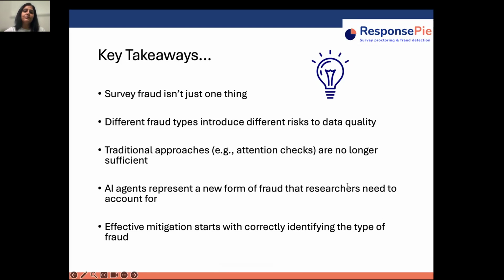Lastly, in order to be able to effectively mitigate, reduce fraud, we need to be able to accurately diagnose the type of fraud that we're dealing with. If we're going to treat all types of fraud in the same way, we're likely going to misidentify the type of fraud and, in some cases, apply the wrong type of solution. So, hopefully, this gives you a clear way to think about survey fraud, with fraud not just being a single issue, but a set of different types of problems that require different approaches to address.